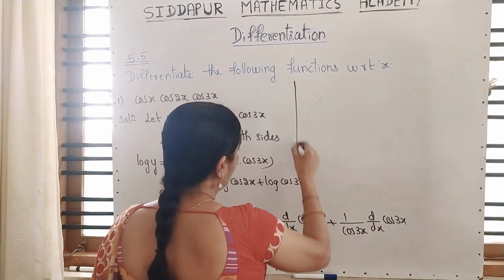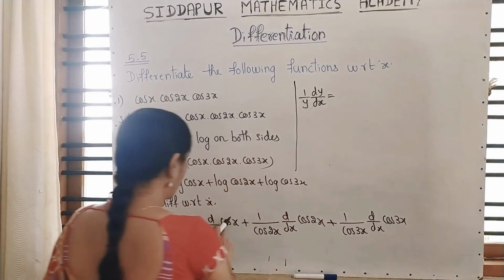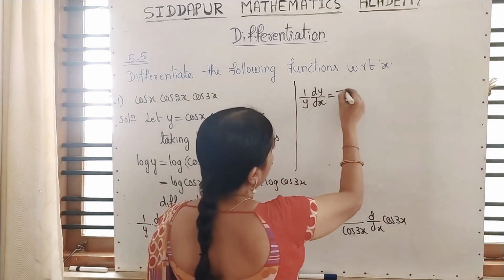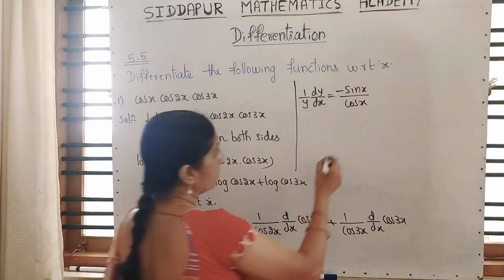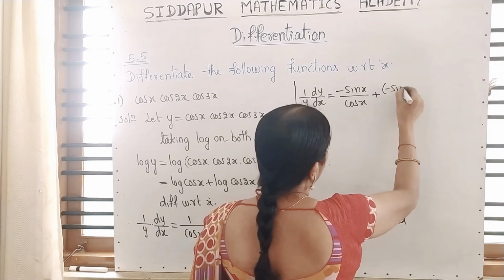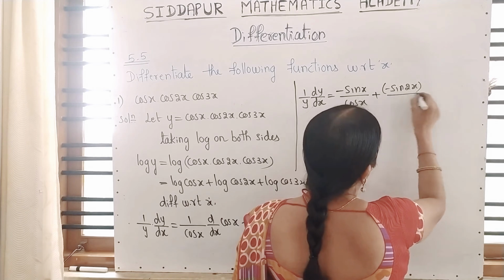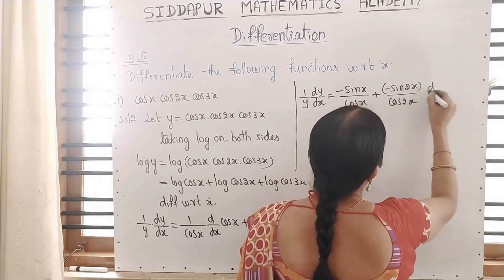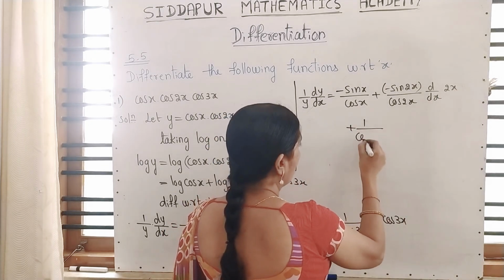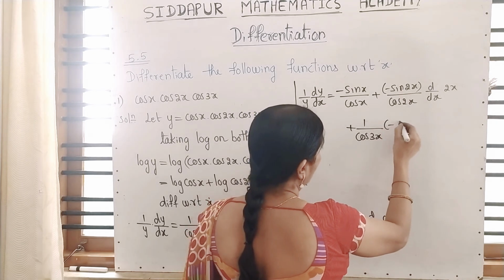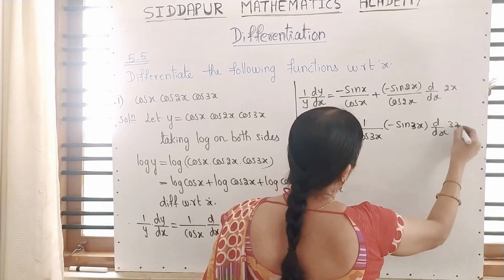So here on the left side as it is 1 by y into dy upon dx. What is the differentiation of cos x? Minus sin x upon cos x, and it is plus. Differentiation of cos 2x is minus sin 2x. One more differentiation. Differentiation of 2x also you have to write. I will write one step. 2x plus 1 by cos 3x as it is. Differentiation of cos 3x is minus sin 3x into differentiation of 3x.